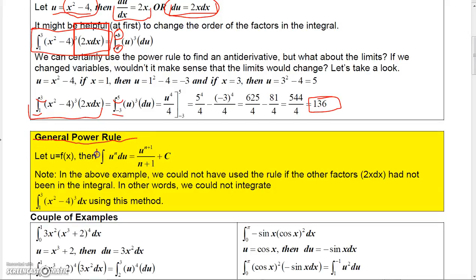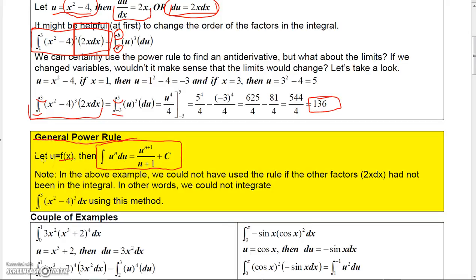Well, that leads us to this general power rule for integration. The general power rule for integration looks like this. If you want to integrate u to the n du, that's u to the n plus 1 divided by n plus 1, plus a constant. Well, you may think we've already covered this rule, but we really haven't. What we covered was the simple power rule for integration, for when you have x to a power. This is for when you have a function of x to a power.